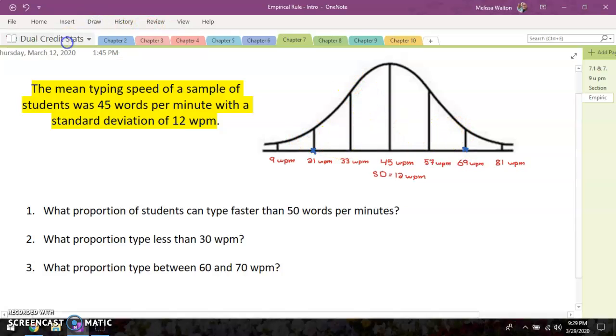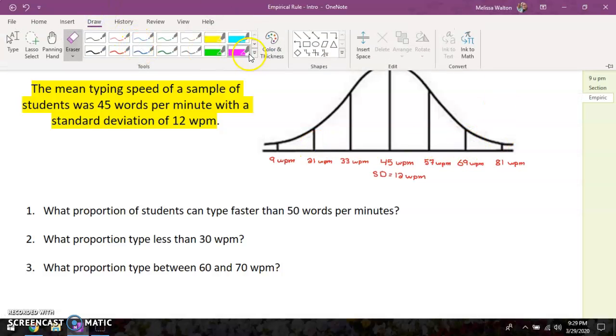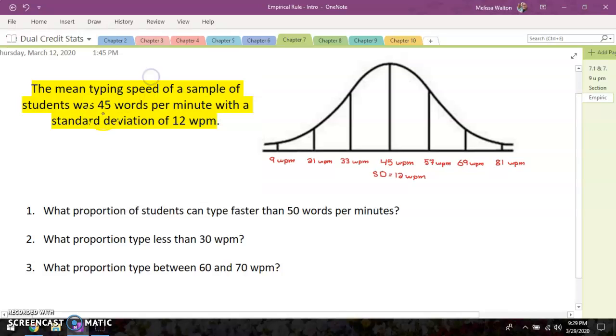So we are going to extend this knowledge and learn something new today. Let's go ahead and look at question number 1. It says, what proportion of students can type faster than 50 words per minute?